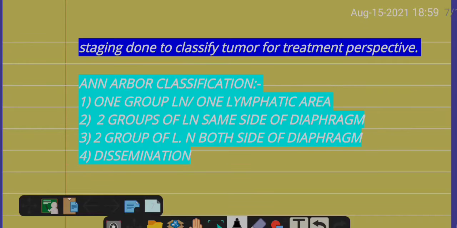Furthermore, staging is done to classify the tumor from a treatment perspective. This is the Ann Arbor classification. It includes 4 stages and is based on clinical grounds. First stage is when one group of lymph nodes or one lymphatic area is involved. Second stage is when 2 or more groups of lymph nodes on the same side of the diaphragm are involved. Third is when 2 or more groups of lymph nodes on both sides of the diaphragm are involved, or it also includes subdiaphragmatic involvement. Fourth includes dissemination.